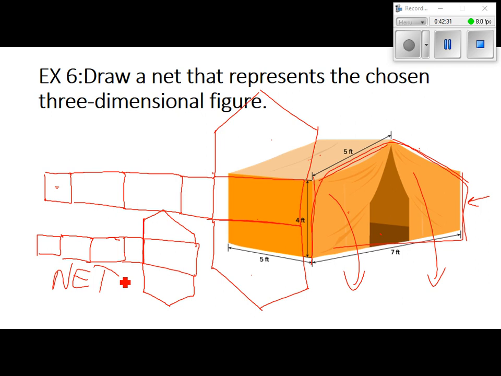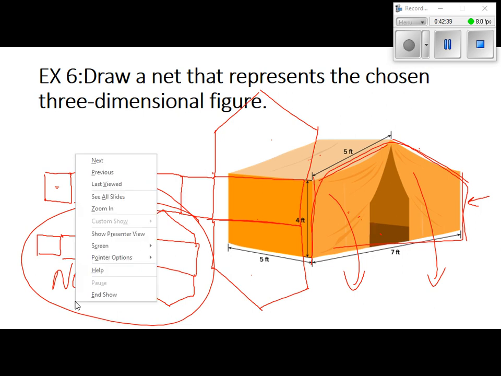And again, modeling stuff. We drew a geometrical figure to represent this tent, a real world thing. That's your assignment, page 125, 1 through 7, 9 through 23, 25, and 26.